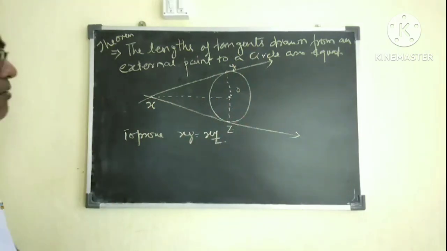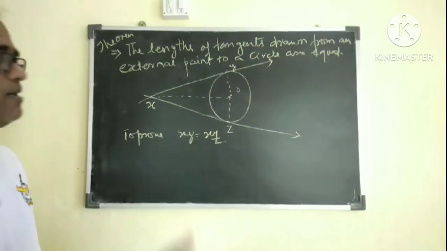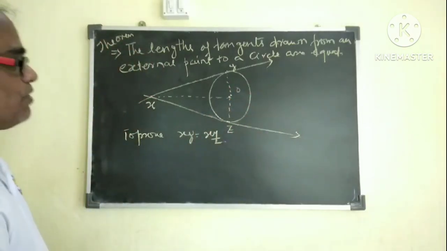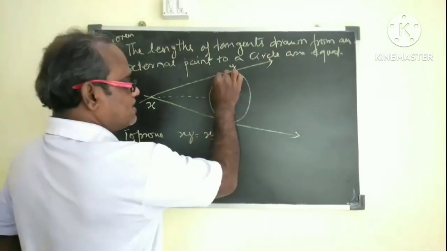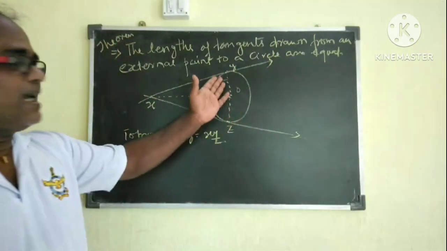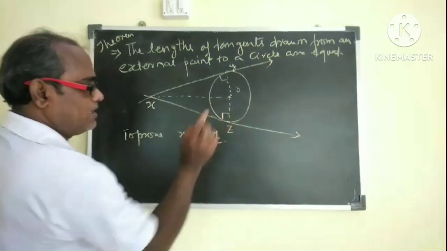Now one thing we can see from here, OY is equal to OZ. Why? The reason is they are radii of the same circle. Number two, we also know that this is 90 degrees. Just before, we have read that the tangent makes 90 degrees with the radius. This is also 90 degrees.